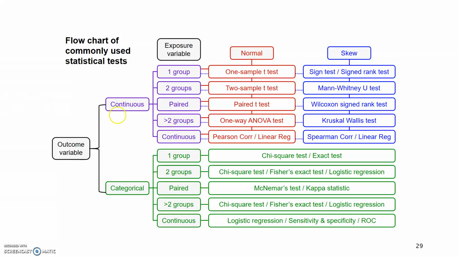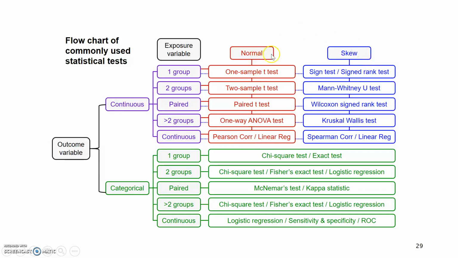For outcome variables that are continuous, as we have discussed previously, continuous means a quantitative number that can take up decimal places. If the outcome variable is continuous, depending on the type of exposure or independent variable, then these respective tests would be used. And we'll talk about each one of them more closely later on.